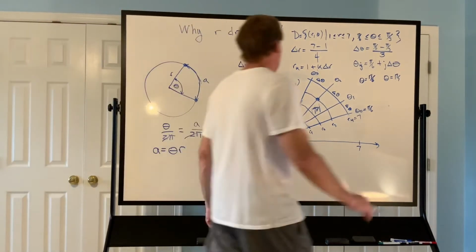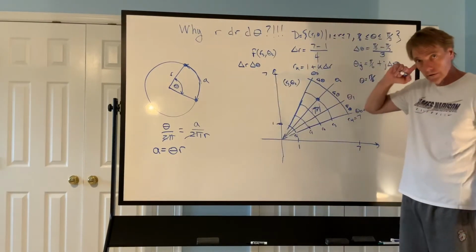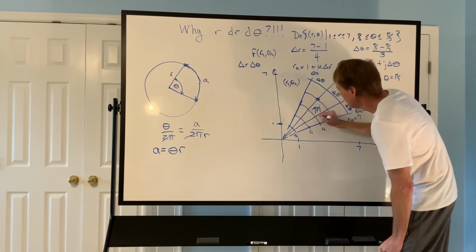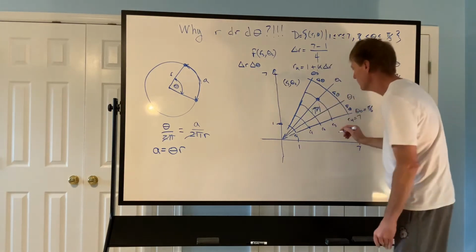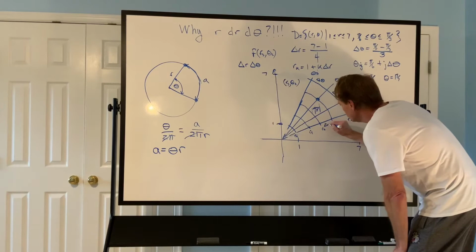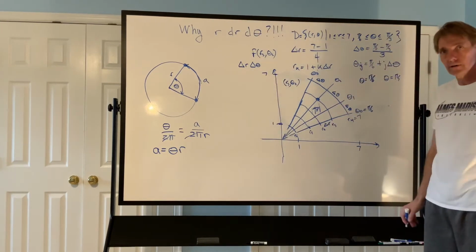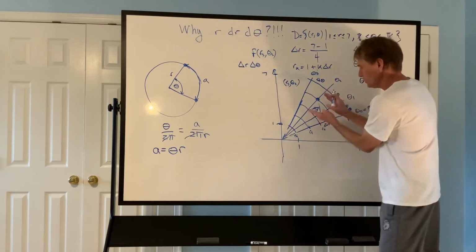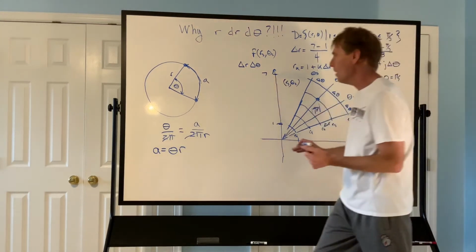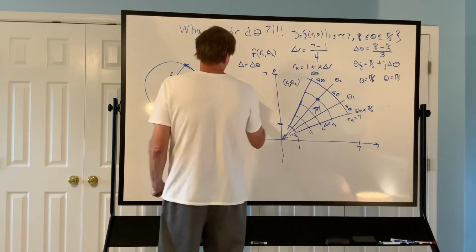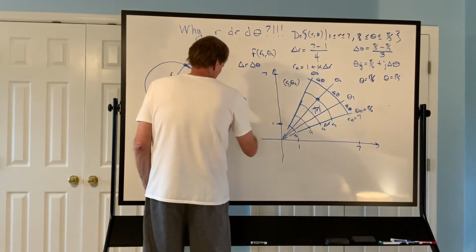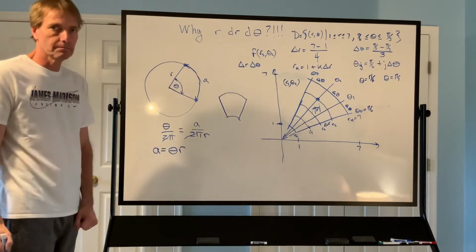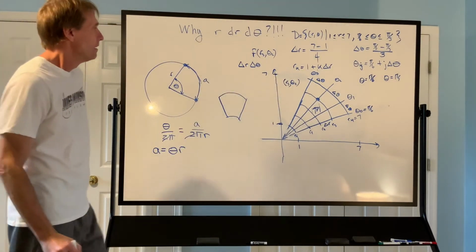Now I want to come here, and I want to look at this shape that I've got right here. This is delta r, that we know. But if I pull this shape out, so imagine that I just pop it out and redraw it up here, I've got a shape that looks something like this.